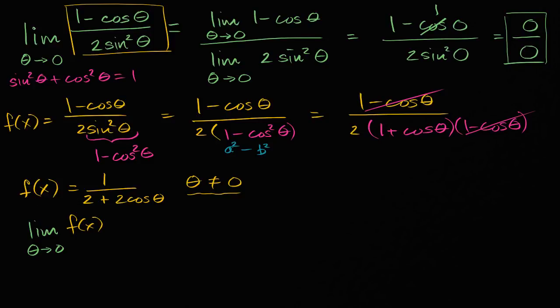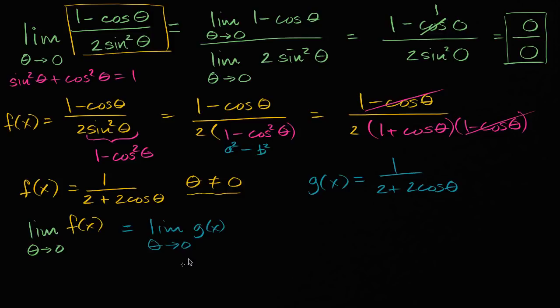But we know that if we can find another function that is the exact same thing as f of x except at 0, and it is continuous at 0, and so we could say g of x is equal to 1 over 2 plus 2 cosine theta, then we know this limit is going to be the exact same thing as the limit of g of x as theta approaches 0. Once again, these two functions are identical, except f of x is not defined at theta equals 0, while g of x is. But the limits as theta approaches 0 are going to be the same. And we've seen that in previous videos.